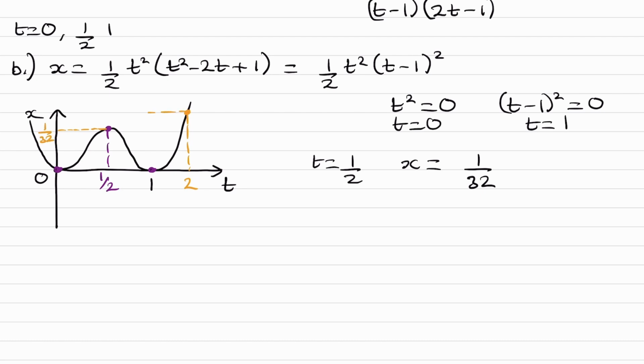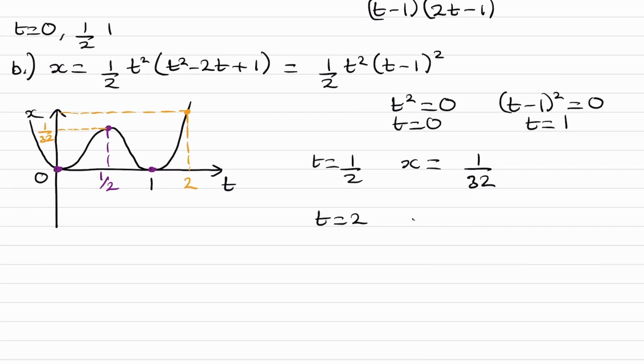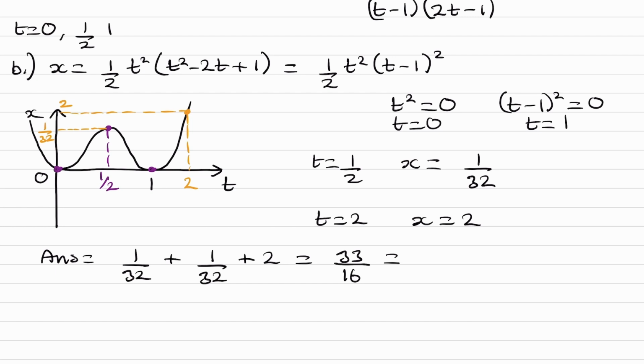And then this point, when we put in t is equal to 2, what does that give us? So put in t is equal to 2 into this equation, and we end up with 2. So that point is 2. Okay, so we're moving forwards by 1 over 32 meters, backwards by 1 over 32 meters, and then forwards again by 2 meters. So the total distance traveled would be 1 over 32 forwards, and then backwards, and then forwards again. This is 33 over 16, or 2.06 meters.